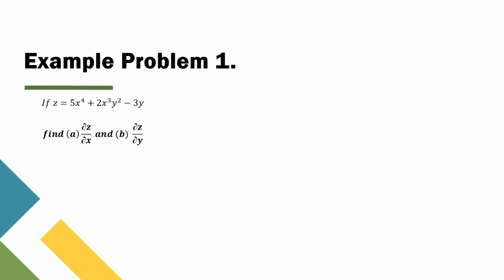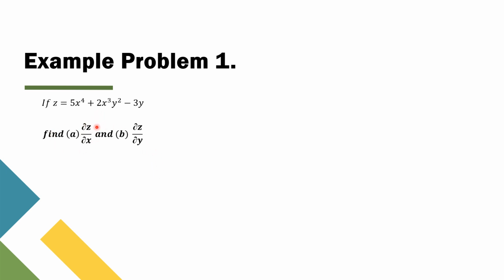Suppose we have z equal to 5x to the fourth power plus 2x cubed y squared minus 3y, and we're tasked to find, for letter a, the partial derivative of z with respect to x, and for letter b, the partial derivative of z with respect to y.